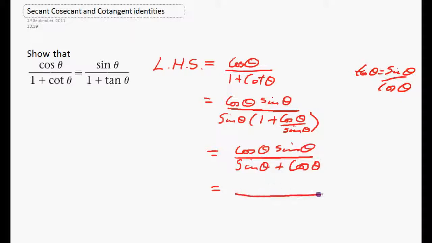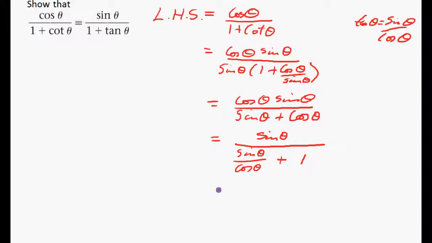So let's do that. If we divide the top by cos theta, we're just going to be left with sine theta and nothing else. So I must divide this by cos theta. So sine theta over cos theta plus cos theta over cos theta is just 1. And we can see I have tan theta here. Sine theta over cos theta, as I said before, is just tan theta. So we get sine theta all over tan theta plus 1, which is equal to the right hand side.